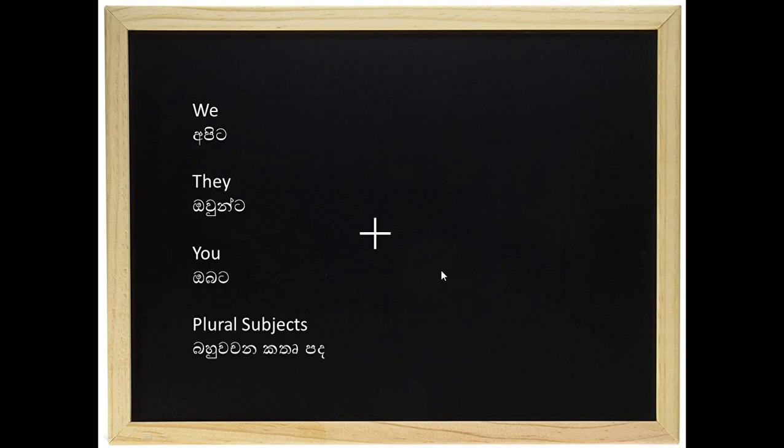We, they, you or any plural subject, have or don't have. Then we have, we don't have. They have, they don't have. You have, you don't have. And any plural subject such as my friends, teachers, sisters, brothers, cats, dogs, right.